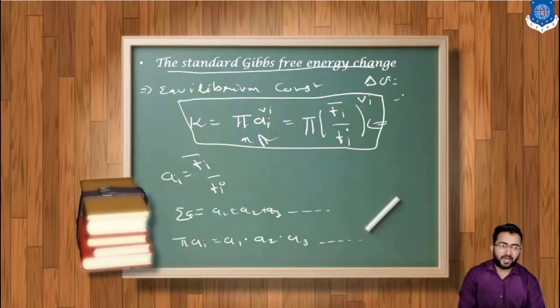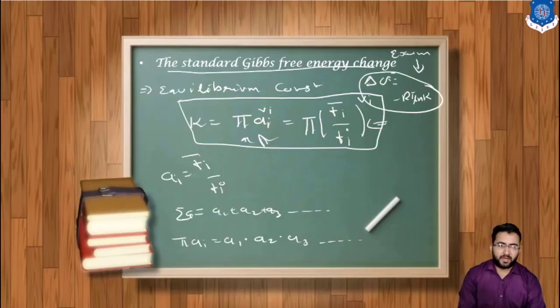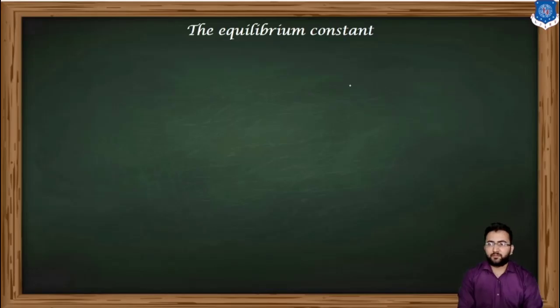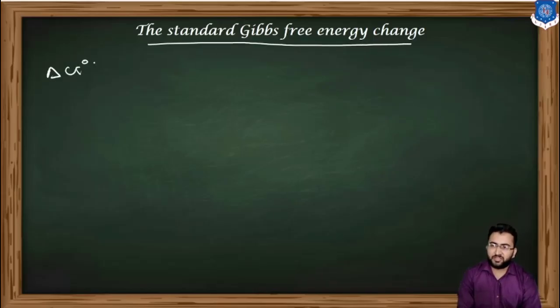Now let's discuss the standard Gibbs free energy change, or we can say delta G naught is equal to minus RT ln K, which is the most important equation from the point of view of the exam and of chemical engineering thermodynamics too. We are going to prove this equation. The standard Gibbs free energy change, denoted by delta G naught, is equal to minus RT ln K.